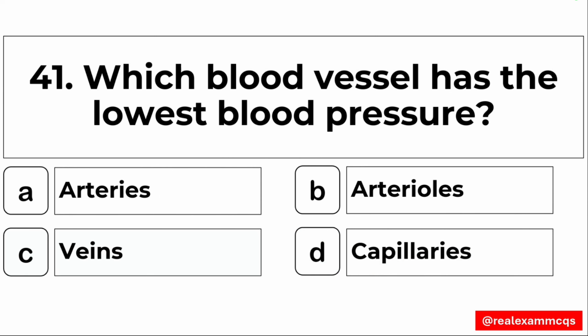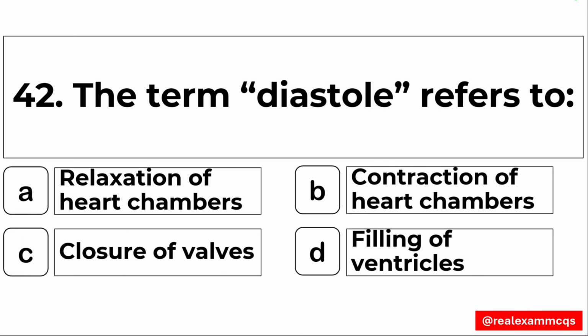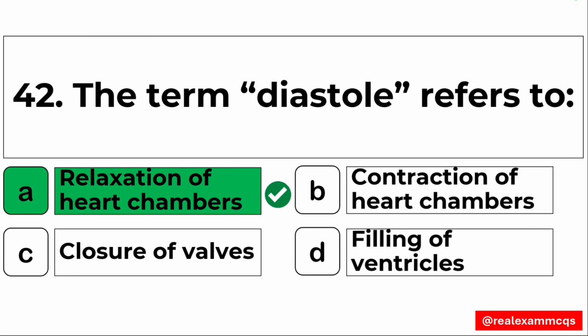41. Which blood vessel has the lowest blood pressure? The veins. The veins have the lowest blood pressure. 42. The term diastole refers. Option B, relaxation of the heart chambers.